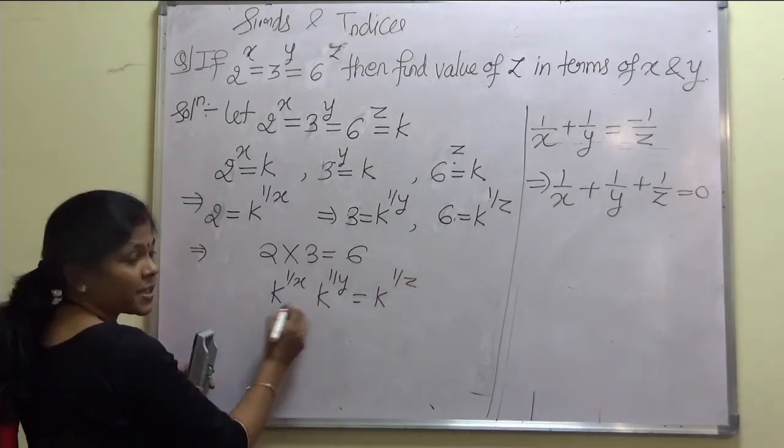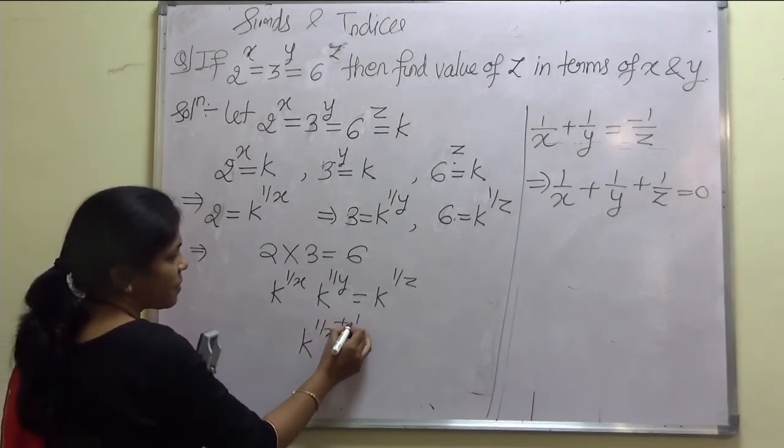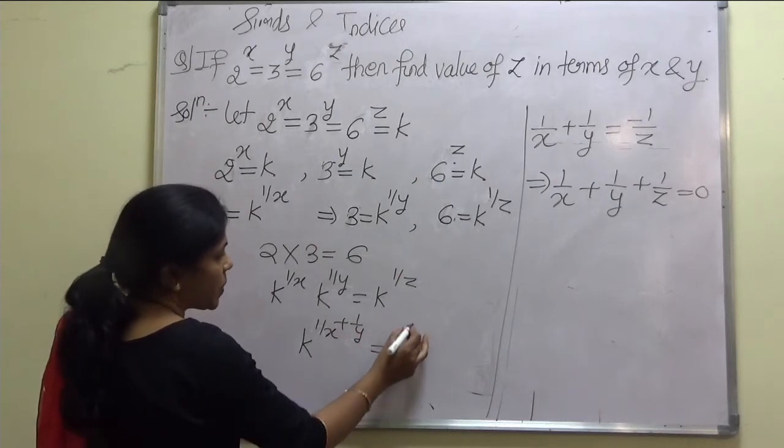Apply the law of indices since the base is the same, right? So we can add the indices. So it is k raised to power 1 by x plus 1 by y is equal to k raised to power 1 by z.